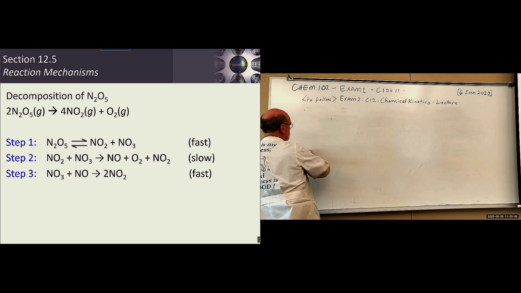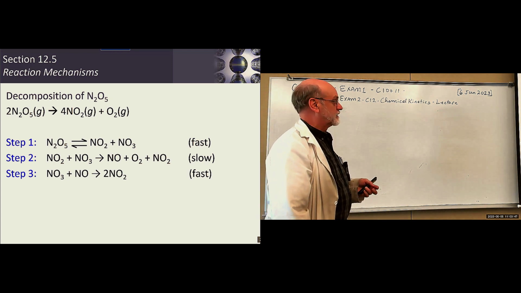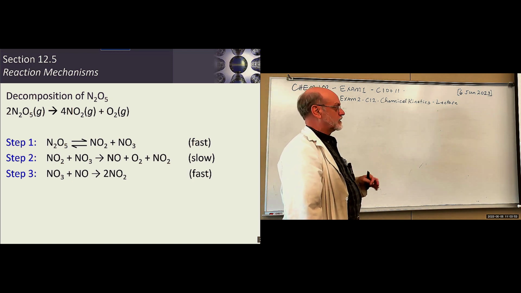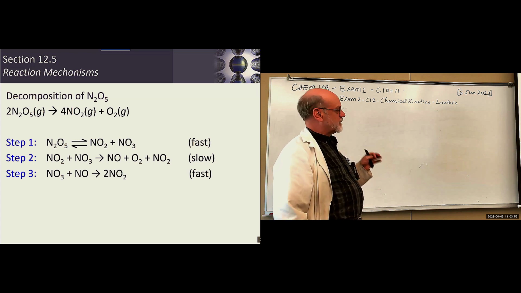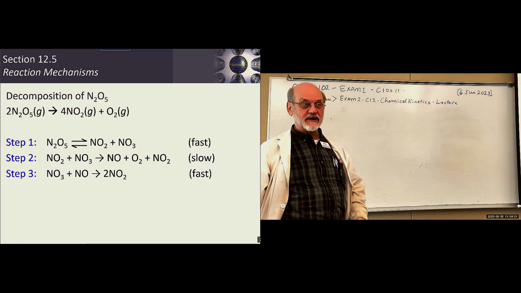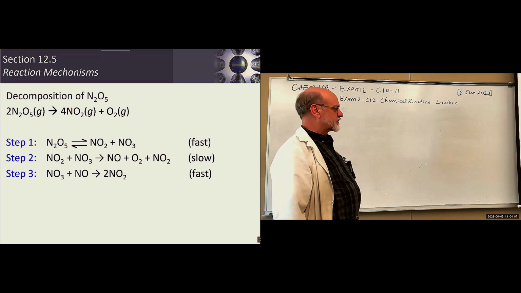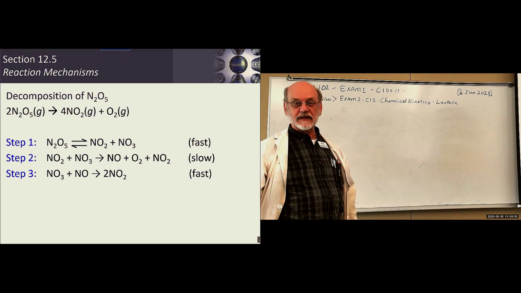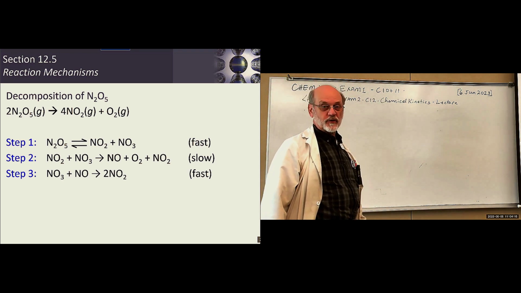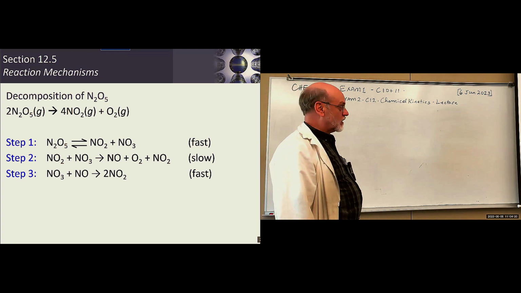So here we have the decomposition of dinitrogen pentoxide into 4 NO2s and an O2. We've got a fast step, a slow step, and another fast step. So the slow step 2 is the rate determining step. The first step is unimolecular, right? N2O5 just decomposes into NO2 and NO3. And then NO2 and NO3 react, that's a bimolecular, and produce NO, O2, and NO2.